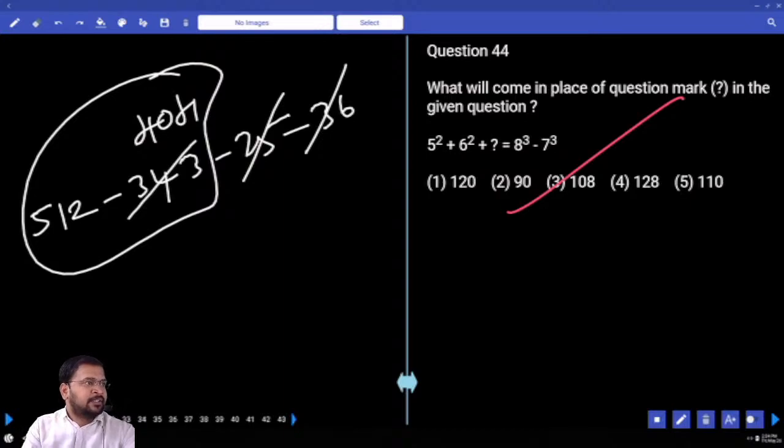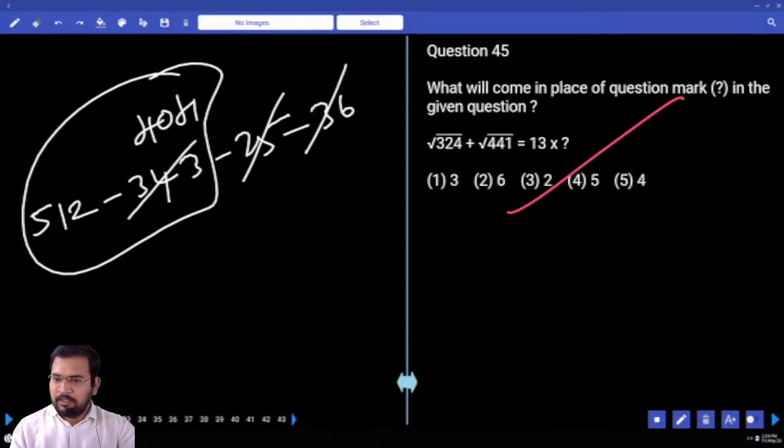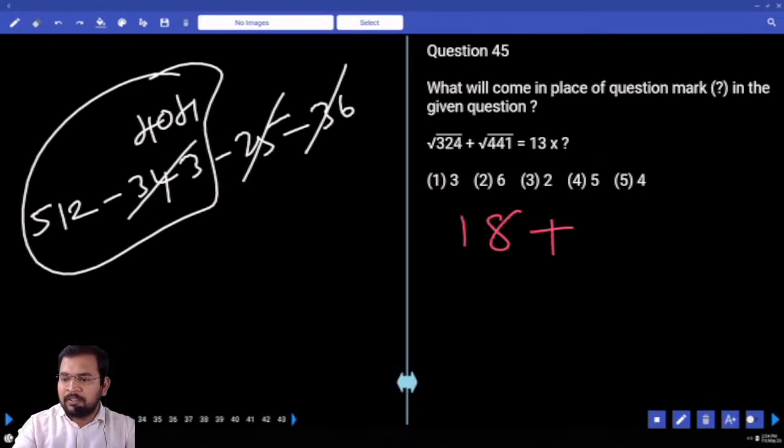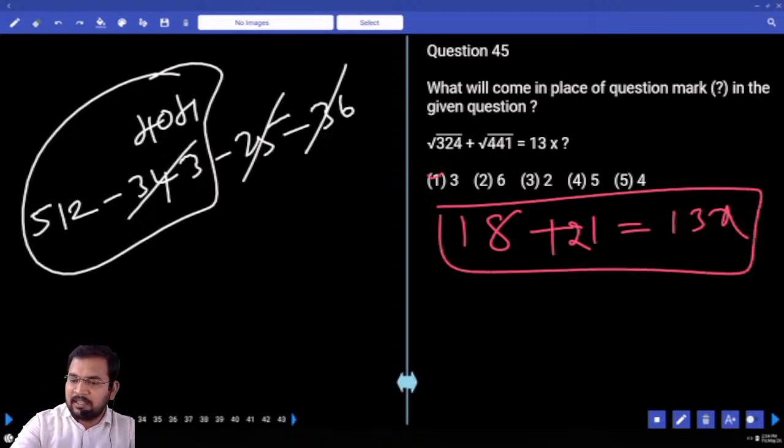Are you ready? 324, 441, 20, 21. That is equal to 13x. So together is 30. 13 how many times? Your answer is 3.